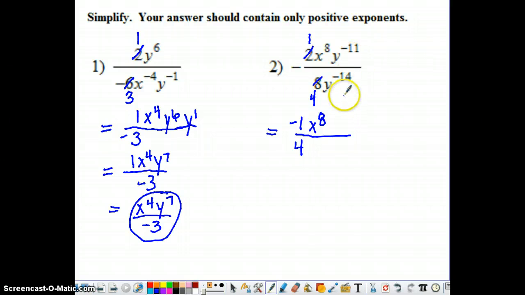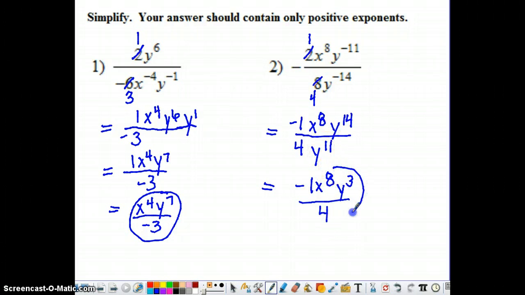Now the y's, this is interesting. This is different than the first problem. The y's that are negative downstairs come upstairs so that they become positive. And the y's that are upstairs have to go downstairs to become positive. Now, since we have y's in the numerator and denominator, this is different than the first problem where they were both upstairs and we added. Here, since it's a division problem, we're going to subtract. So we have 14 take away 11, and that ends up being 3. So let's write our answer now. We have negative 1 x to the 8th y to the 3rd all over 4. We subtracted the exponents on the y's.